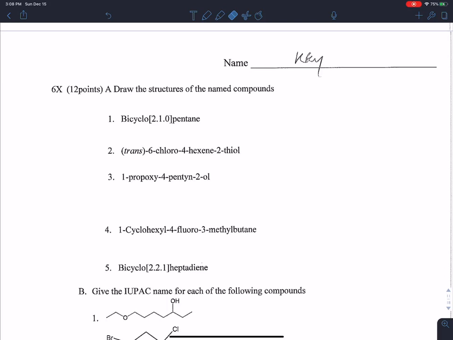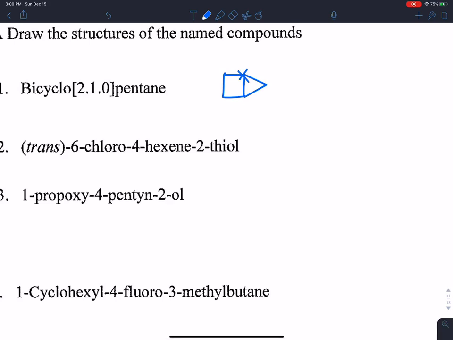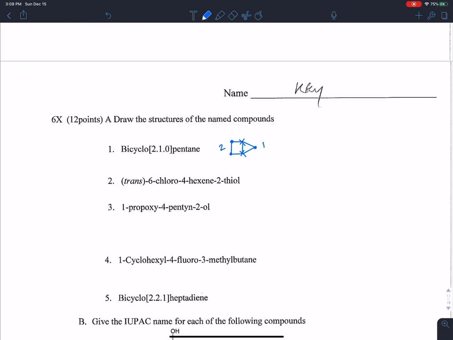Draw the structures of the named compounds. Okay, so first one's a bicyclo. You have a 2, 1, and a pentane. So you have 2, 1, 0. So I know the middle part has to be like this. It's 1, so one part is like a cyclobutane, I think. The other part's like this. So I think something like this, because you cancel these out, and then this is 2, this is 1, and the middle is 0. So you would make something like that if I make it bigger. Something like that.